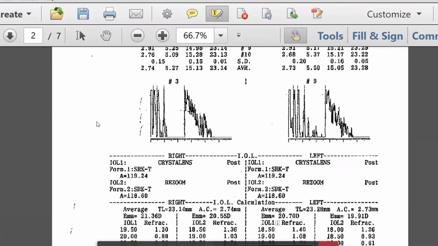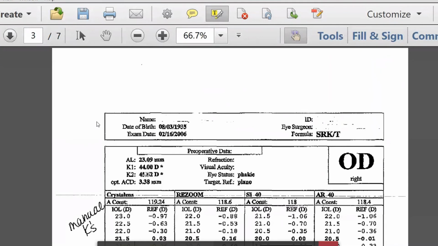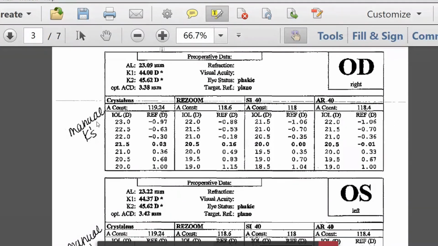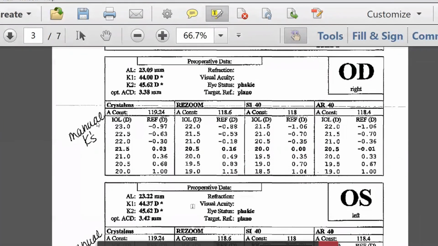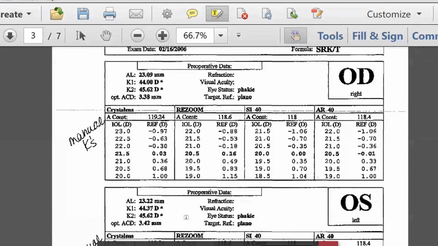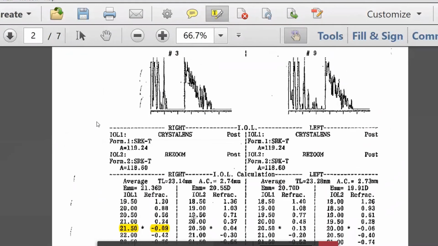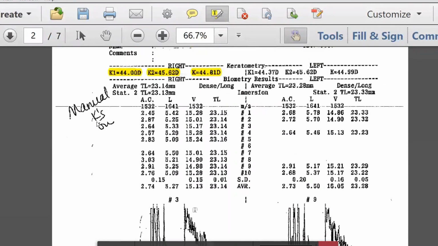If you look at the IOL master readings here, between the right eye and the left eye, again, the difference is not more than 0.3 millimeters, so you wouldn't need to do a remeasurement. You can probably take this measurement as alright to proceed. The other thing that you may want to look out for is within the same eye measurement.